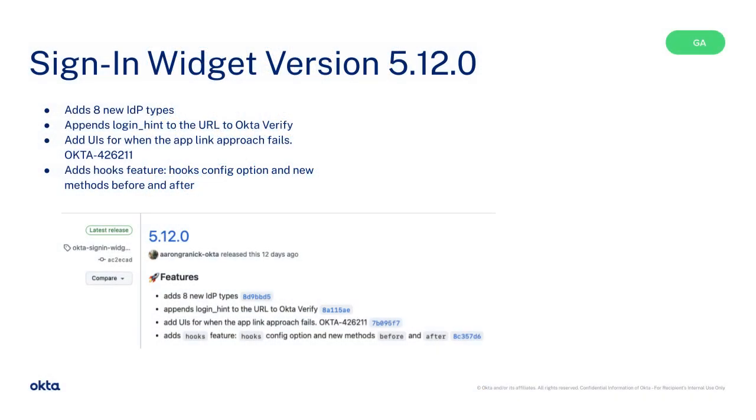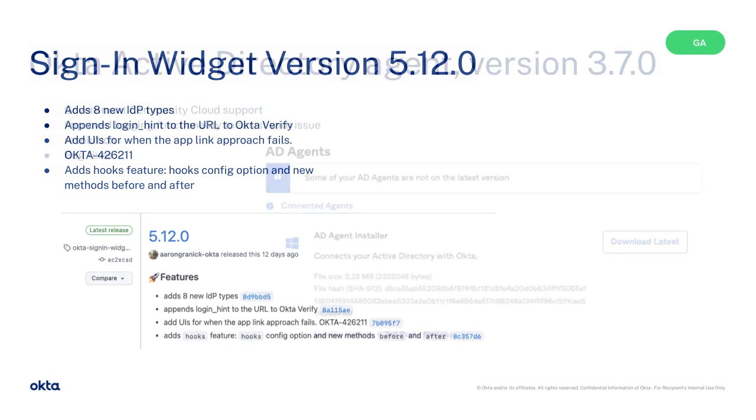Sign-in Widget version 5.12.0 adds 8 new IDP types, appends login hint to the URL to Okta Verify, adds UIs for when the app link approach fails, and adds hooks feature, hooks config option, and new methods before and after.